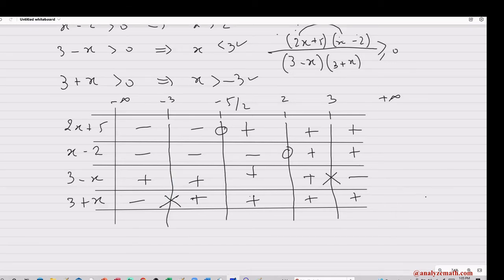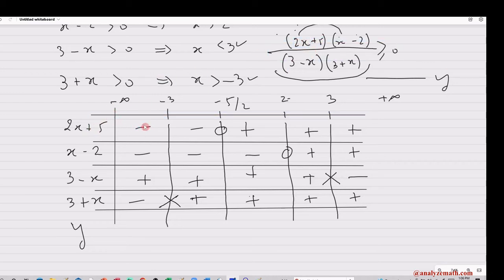Now, remember, we are solving this inequality here. So let's call this quantity on the left y, and we put it here. Now let's look at the sign here. 2x plus 5 here is negative. Now look at the sign on each interval.